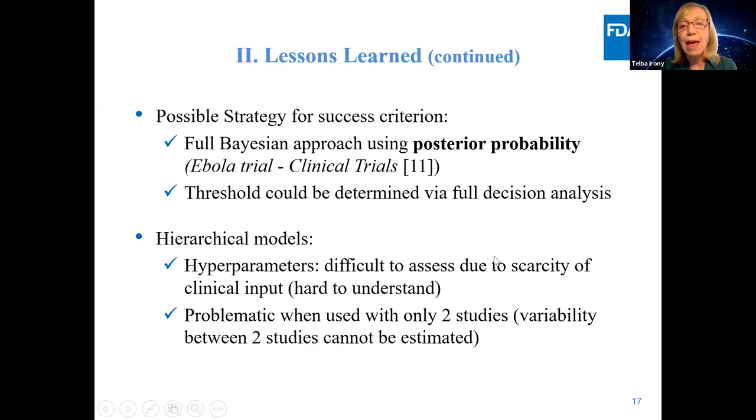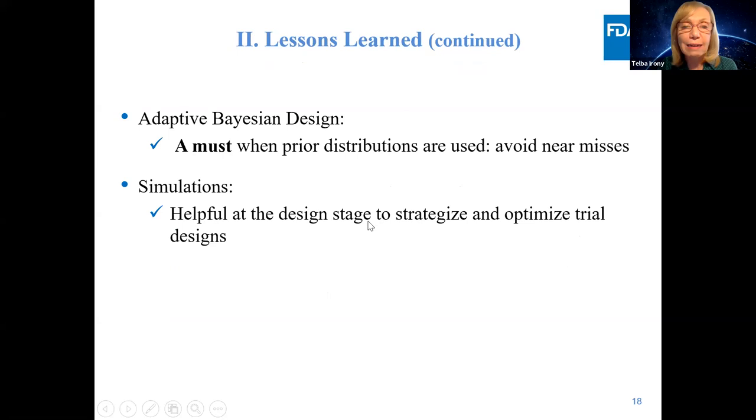Adaptive Bayesian design, it's a must when you use prior distributions, because if you don't, you may have a near miss. You may have missed a trial just by a little bit. And simulations are always helpful at the design stage to strategize the trial, even if you're not that worried about controlling type 1 and type 2 errors.